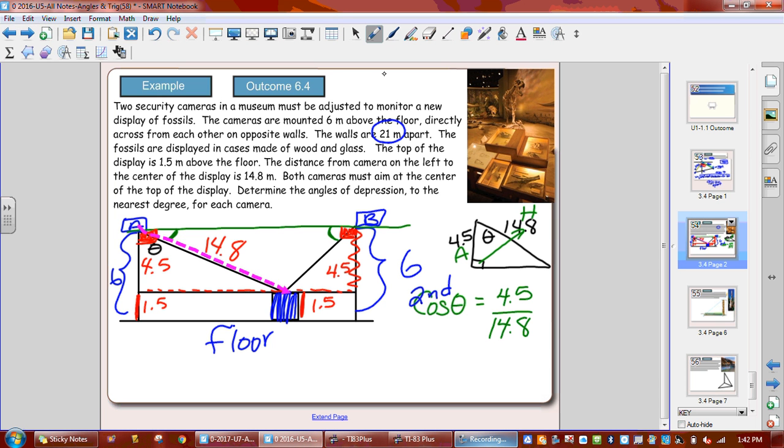72 degrees. Did everybody get that? Yeah? Good. So, angle theta is 72 degrees. Well, that's not the angle we wanted. We want this little itty-bitty angle up here, the angle of depression.